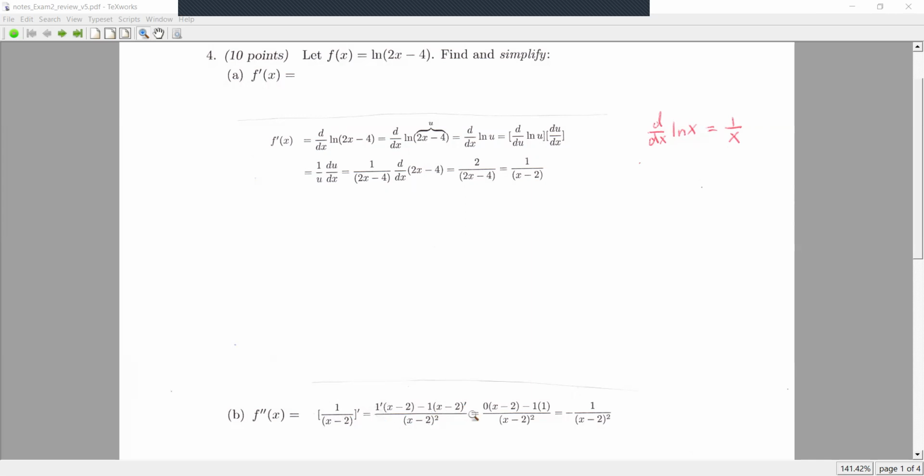Derivative of 1 is 0. X minus 2 derivative is 1. Then 0 times x minus 2 is 0. Minus 1 is negative 1. Move the negative sign to the front. Then this is the result of the second derivative of function f.